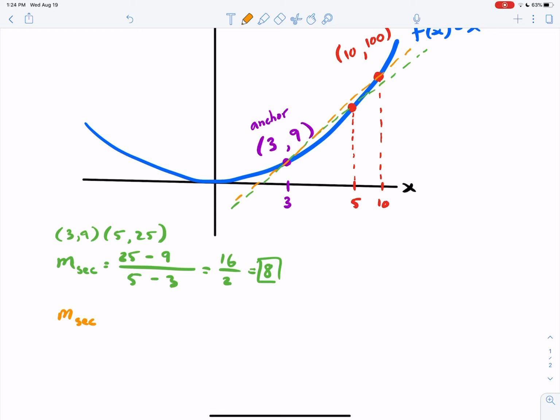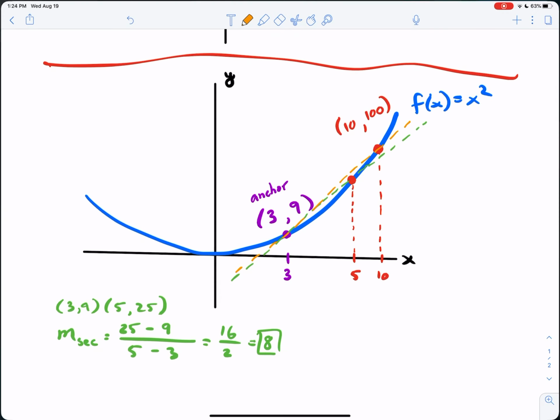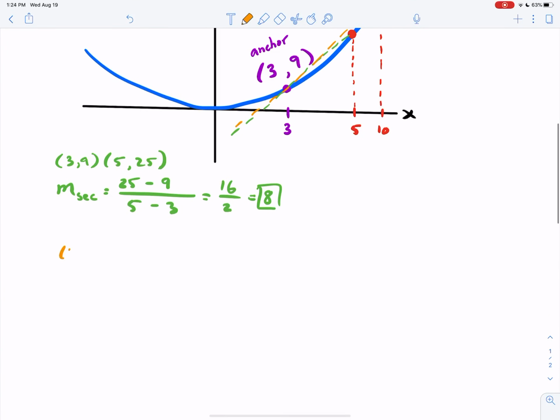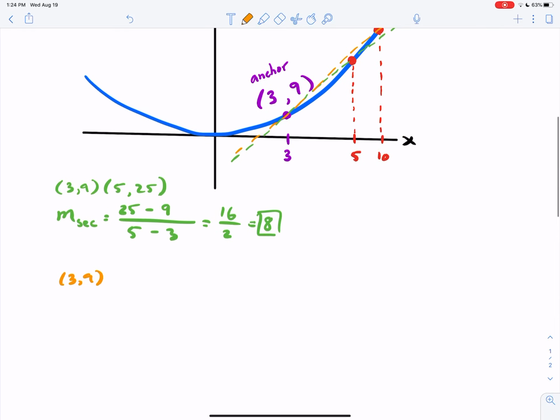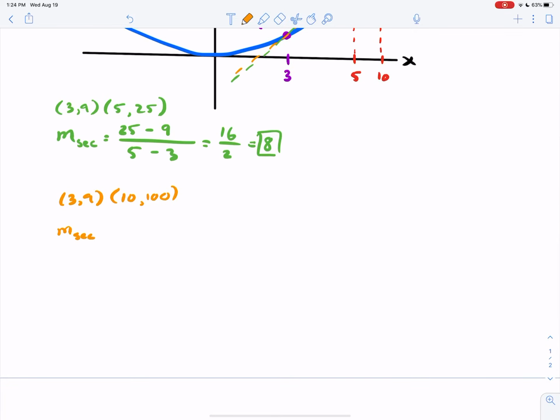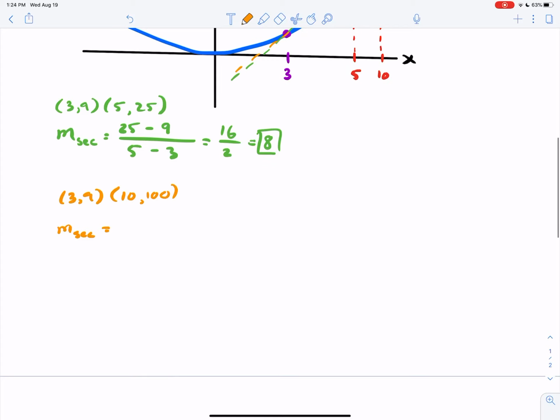Okay? So for the slope of a secant line, let me bump this down so we have space. For the slope of a secant line, we have 2 points. We have the anchor, and then we have the new point, 10 comma 100. And with 2 points, we could always find the slope of a secant line. Remember, that's also known as the average rate of change. So here we go. That's going to be 100 minus 9 all over 10 minus 3. That's going to be 91 over 7, which comes out to, I think it's 13. Okay, so the slope of that secant line with those 2 points is 13.